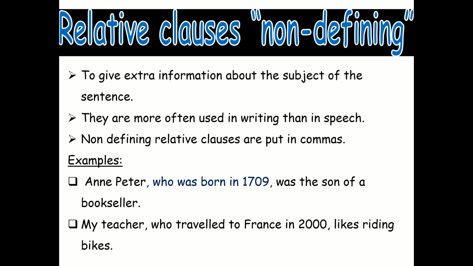So here, was born in 1709. This is not important. We can say, Ann Peter was the son of a bookseller. So we put them between the two commas. And in the next example here, who traveled to France in 2000, it's not important at all, so we can cut it off. So we put this information between two commas to show the reader that it's not important at all. Okay, we can just take it off.